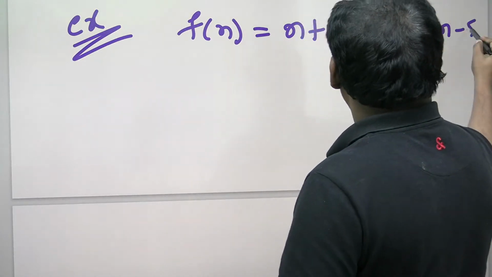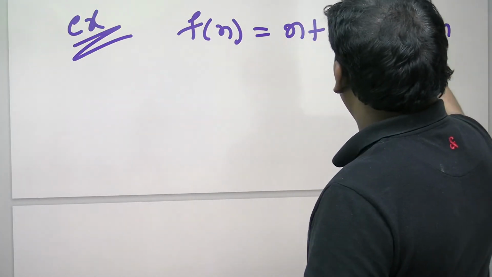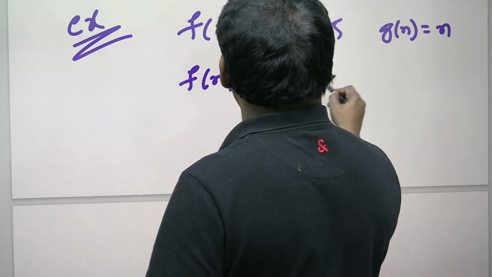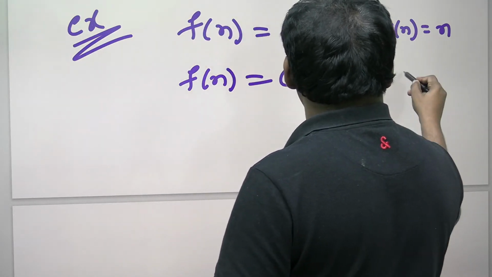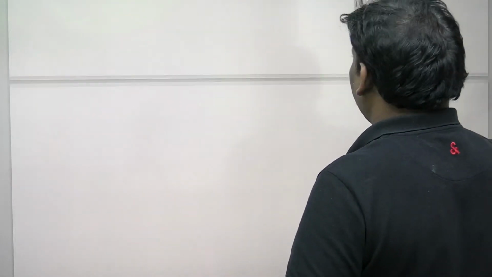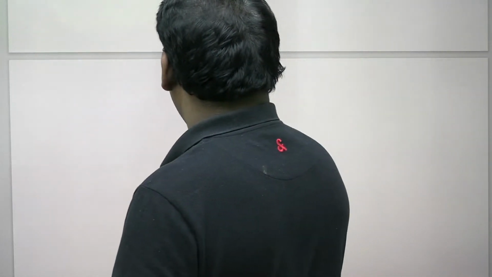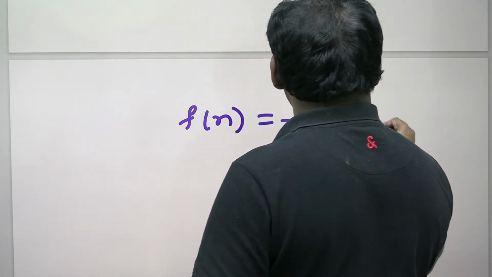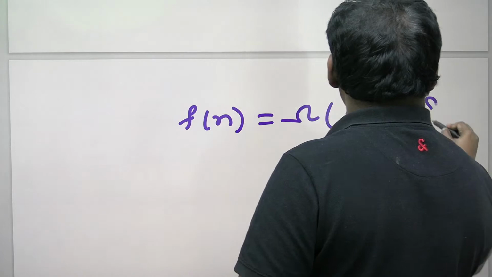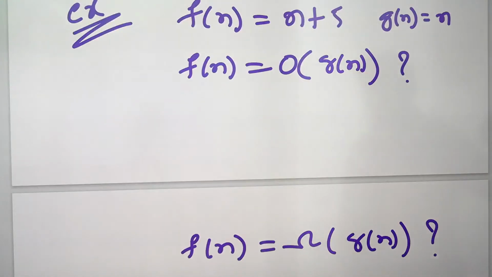F of n is equal to n plus 5. Is f of n big O of g of n possible? And similarly, you have to try f of n is omega of g of n. Is it possible? Can you check both? Which is possible, which is not possible?